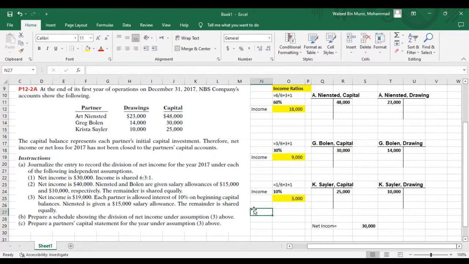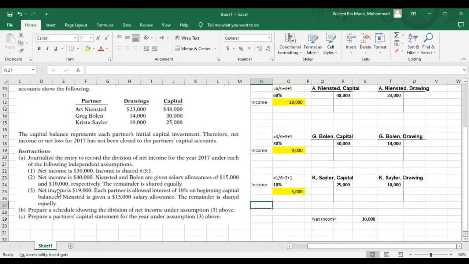Okay, now this is simple. This is math, right? Easy. Is it clear now how we calculated these numbers? Yes, doctor. First we got the ratio, then we divide the ratio to get the net income. Now part A says generalize the entry to record the division of net income, right? For part 1 separately. So what will be the entries? This is what we are going to do.